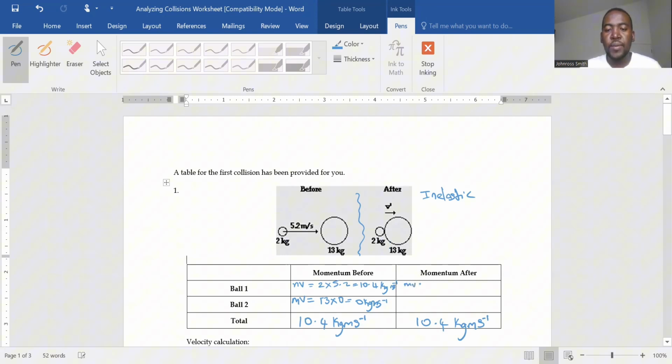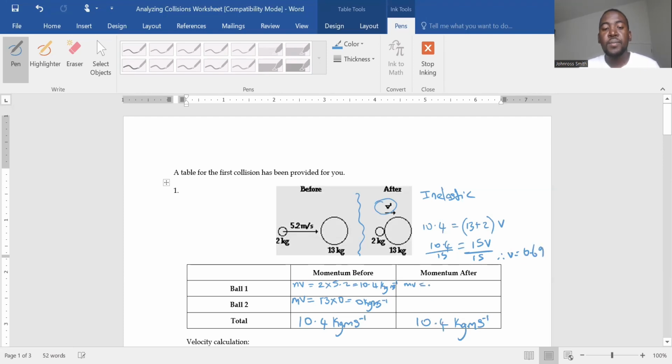So it would be mass times velocity. Now, in this case, we don't know what the velocity is. So how can we find the velocity? We know that before collision, the total momentum is 10.4. Then after collision, it would be 13 plus 2, which are the masses, times the velocity. So that would be 15v equals 10.4, and we divide by 15. Therefore, the velocity here would be 10.4 divided by 15, which is 0.69.